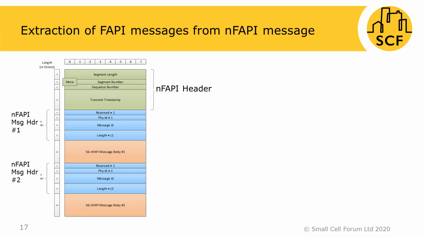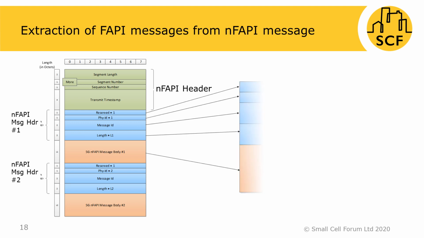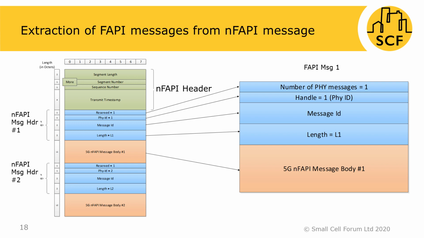Now, the FAPI messages can be extracted from the nFAPI packet as follows. After the nFAPI header, follow the various nFAPI messages in the packet. So illustrated here is the extraction of the first nFAPI message. As you notice, the header's reserved field maps to a number of FAPI messages, and it's specified as 1 in nFAPI. That would be for aggregation level 1 for FAPI.